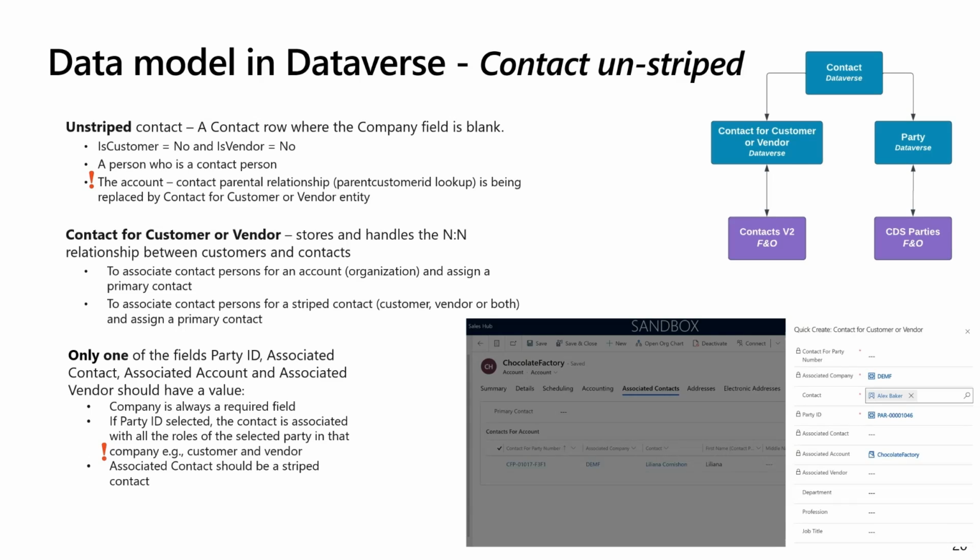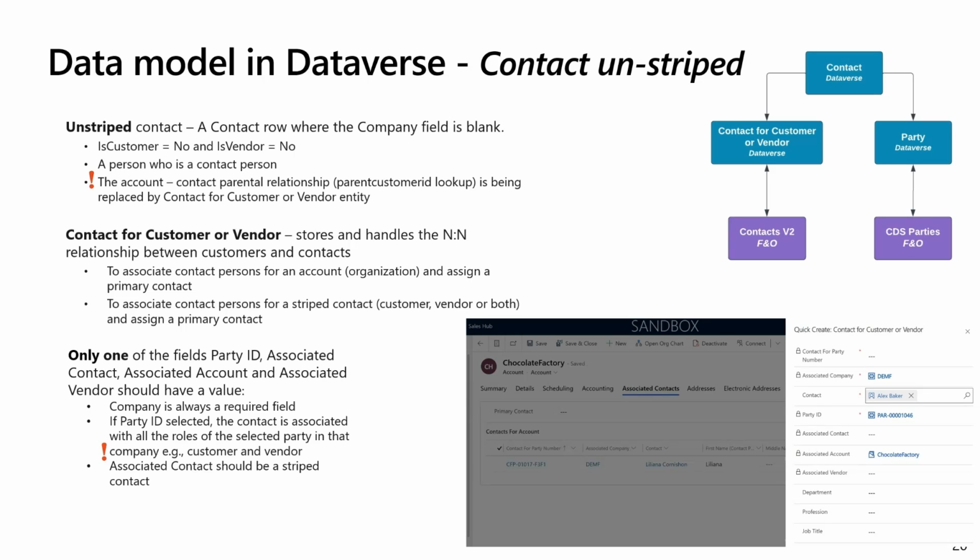This contact is a row where the company field is left blank, and the flags is customer and is vendor are set to no. Functionally, we consider this to be a person, that is, a contact person. The out of the box association, the relationship that we have between account and contact, reflected in the parent customer ID lookup available on the contact record, is now being replaced with the contact for customer or vendor entity. This entity will store and handle the many-to-many relationship between customers and contacts.